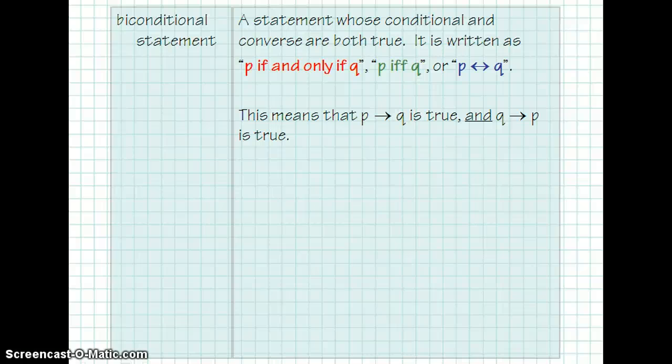And we'll sometimes write it, because again, in math we're lazy, we'll put P-I-F-F-Q. Now that's not a misspelling of if. It's basically saying if and only if. And then another way we'll denote this is with a double-headed arrow. So instead of the single arrow, we'll have a double-headed arrow, and that also means if and only if.